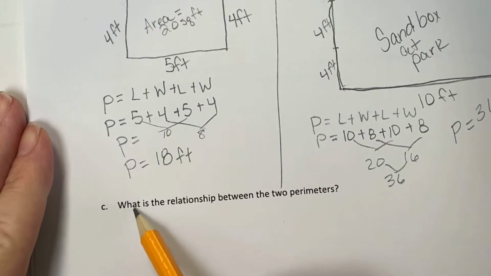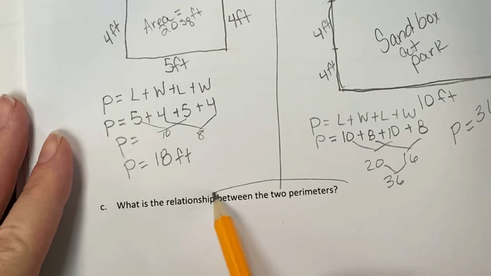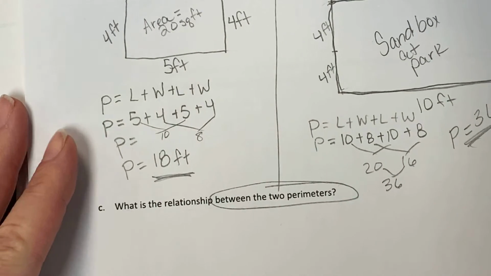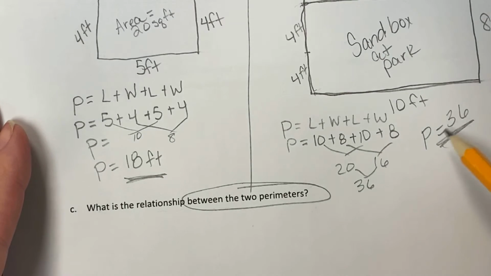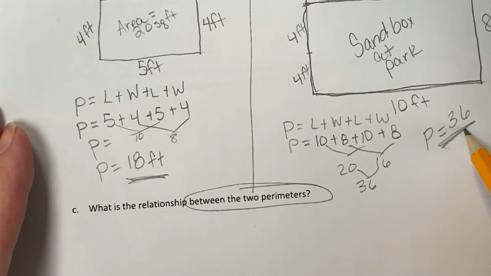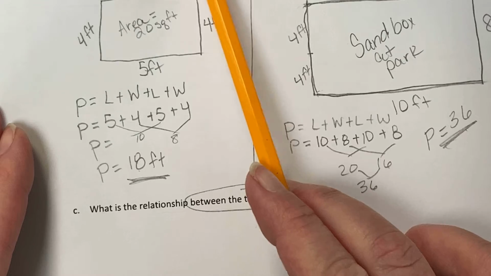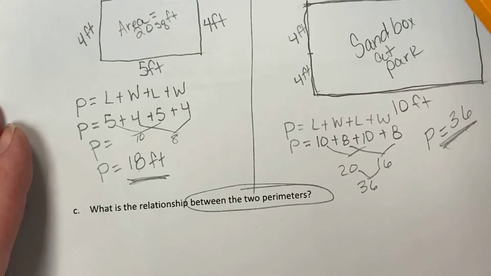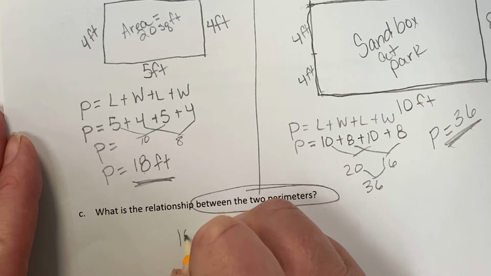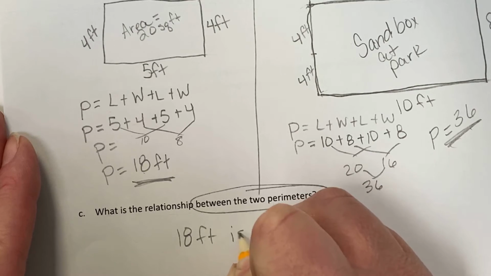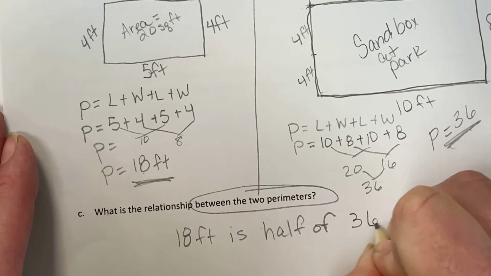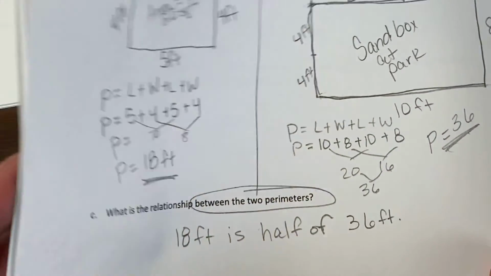Now, what is the relationship between the two perimeters? Well, this one is 18 and this one is 36. So right off the bat, I see that if I double 18, I'm going to get 36. Because if you think about it, it's twice as wide and twice as long, so it's twice as big. So 18 feet is half of 36 feet. That's what I notice, the relationship.